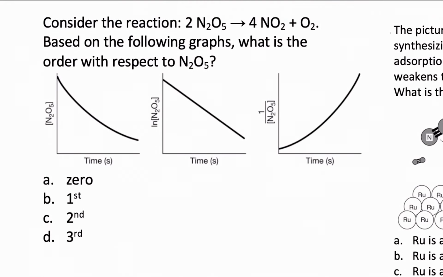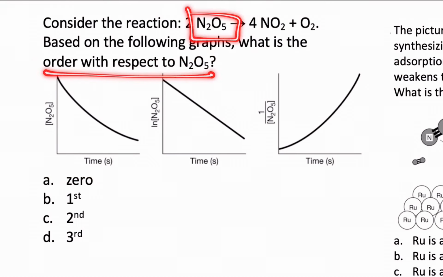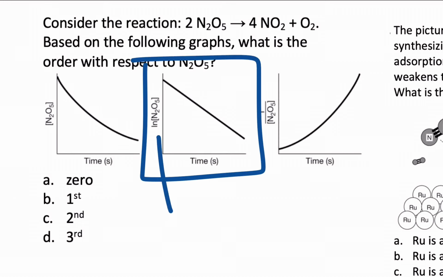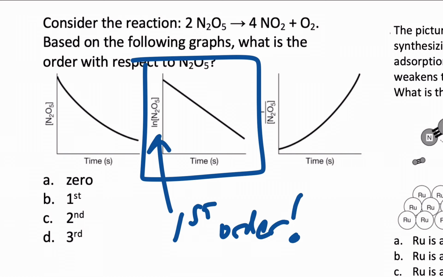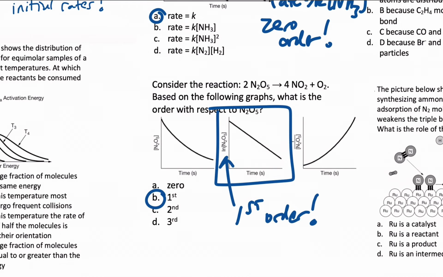Here's another question that's very similar. Given these 3 different graphical relationships, what's the order with respect to this reactant? All you need to do is find the linear one. It is logarithmic. That's first order. You just have to know what these relationships are. There's the 0 order relationship, the first order, and the second order relationship. You just find the one that's linear. That's first order, and you move on.